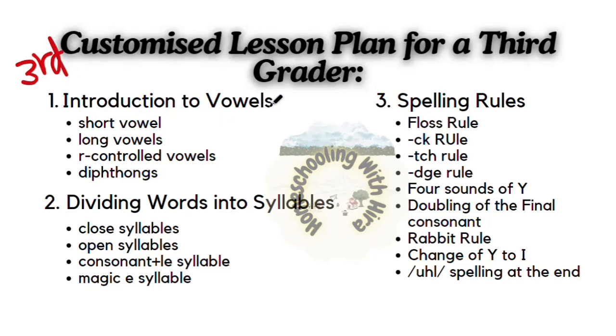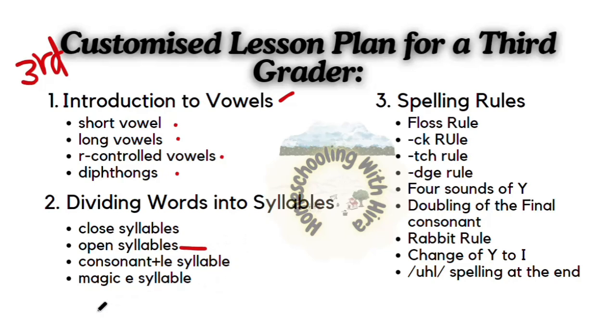Okay, the first thing that you have to do is the introduction to vowels. Tell them what are short vowels, long vowels, R-controlled vowels, and diphthongs, and give all of their alternatives as well. Okay, next, you will go for syllabication, dividing words into syllables. Teach them what are closed syllables and open syllables. These are the two most important things. And here you have to mention, obviously, the rule that a vowel will say its long sound in an open syllable. Then we have the consonant plus le syllable, and the magic e syllable.